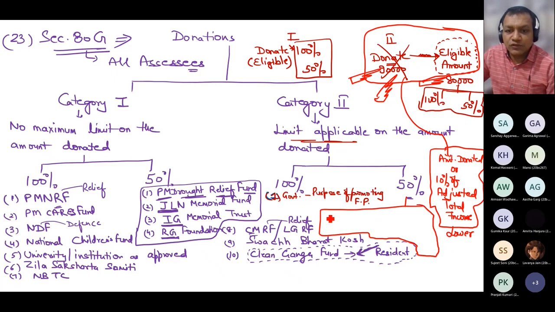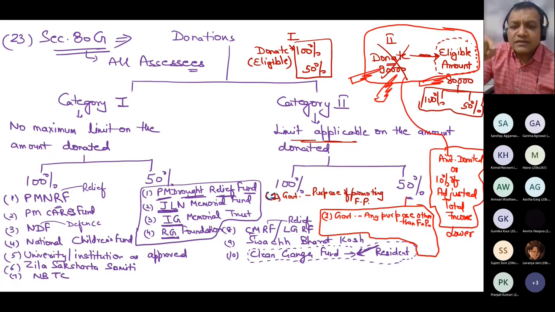In 50% there are 2 donations. First, government, for any purpose other than family planning. Just the reverse of the 100% category. Any purpose other than family planning. When you are donating to the government, where the donated amount is only used for promoting family planning, you get 100% under category 2. When you are donating to the government, where the amount can be utilized for any purpose other than family planning, then you get 50% under category 2.